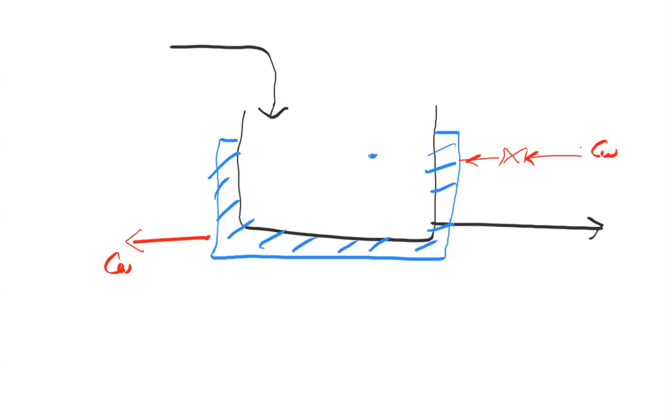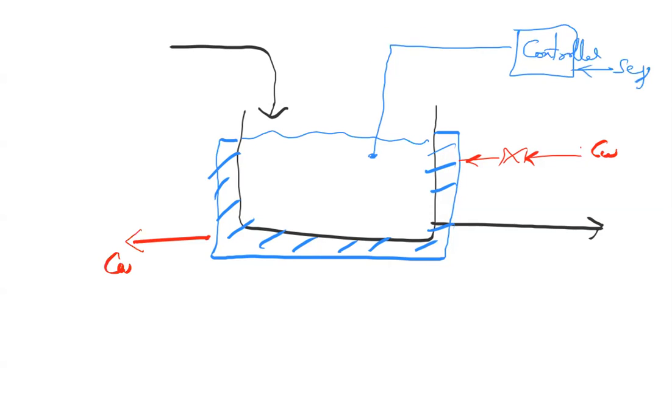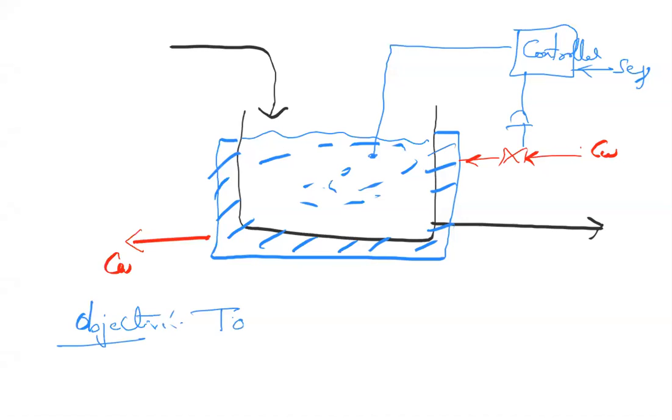Then how does the feedback loop look like? So you are taking the measurement and you have a controller. You will give the set point. Accordingly, it opens the cooling water flow rate. So what is the objective here? The objective here is to maintain the CSTR temperature at 60 degrees centigrade.